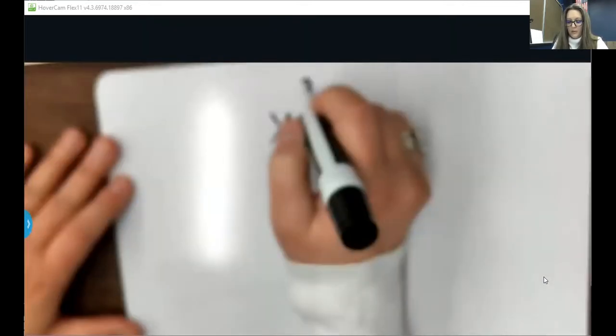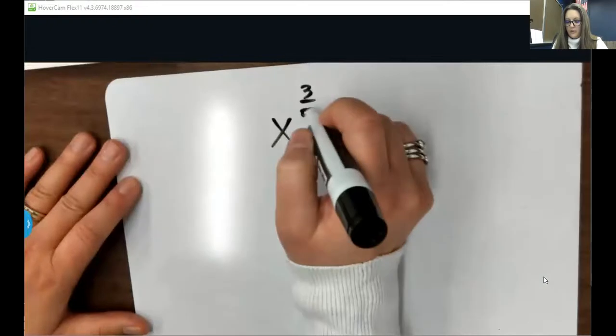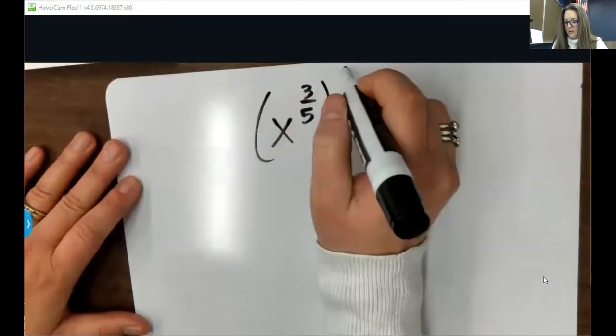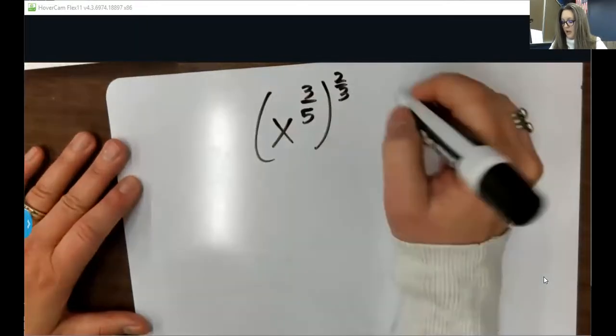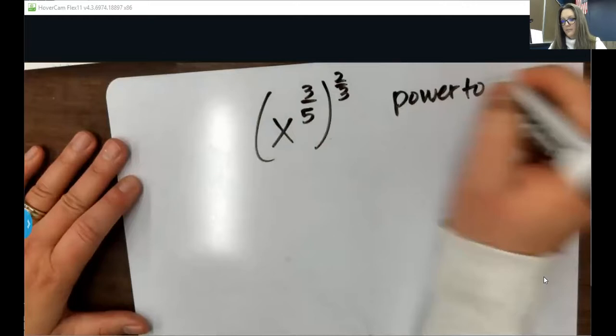Let's do number 42. I have x to the 3/5 power raised to the 2/3 power. This is your power to a power rule.